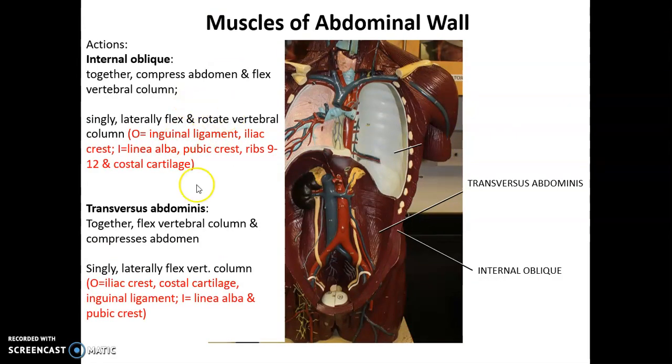The internal oblique, when both of them contract together, helps to compress the abdomen as well as flex the vertebral column. Singly, the internal oblique by itself can help to laterally flex the torso or rotate the vertebral column, twist the vertebral column. The transverse abdominis, when it acts together, can help to flex the vertebral column and compress the abdomen. And when it acts singly, it can help to laterally flex the vertebral column.